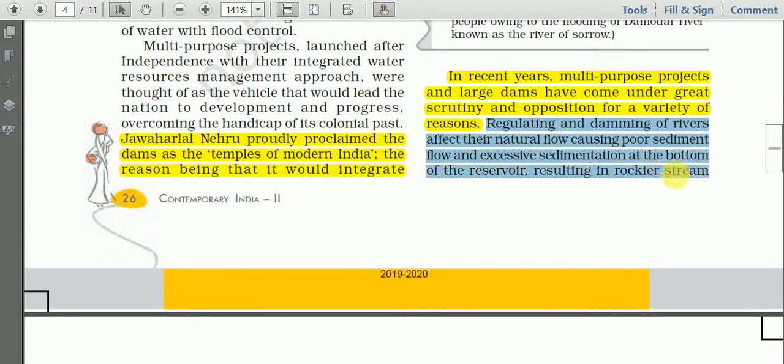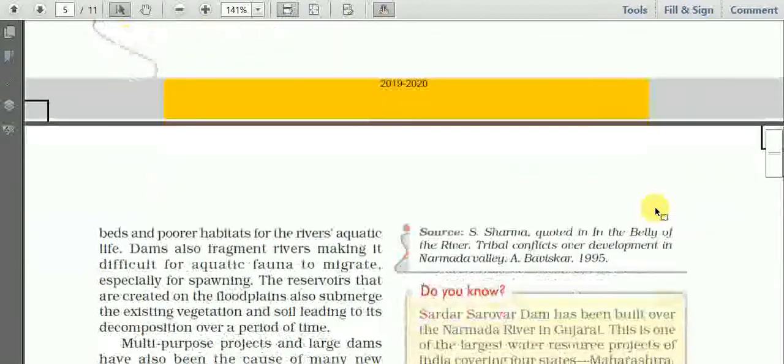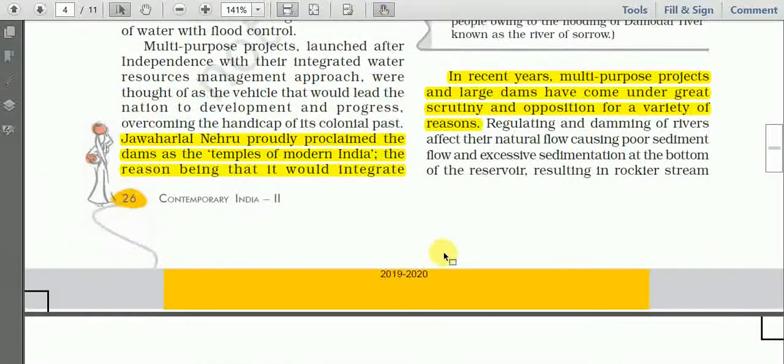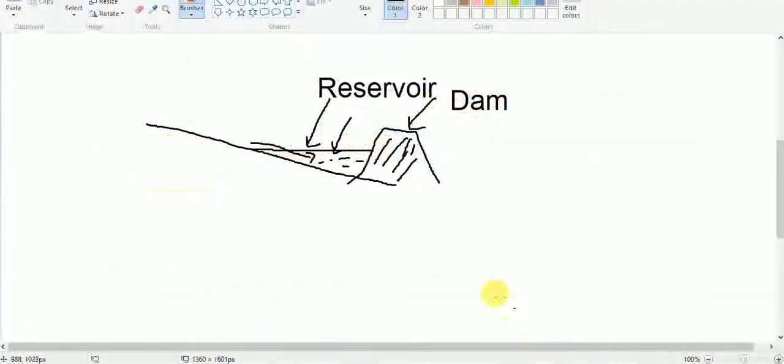Regulating and damming of rivers affect their natural flow, causing poor sediment flow and excessive sedimentation at the bottom of the reservoir, resulting in rockier stream beds and poorer habitats for the river's aquatic life. So the problem is this. See, here we have the dam, this is the barrier, this is the dam, and the river is flowing down.